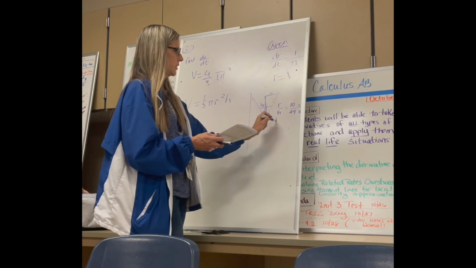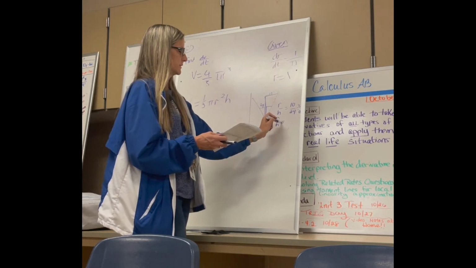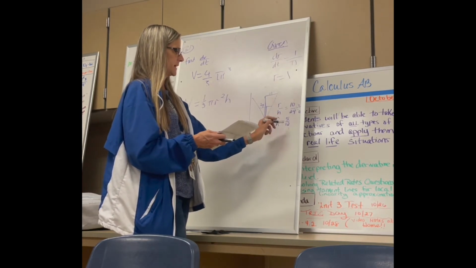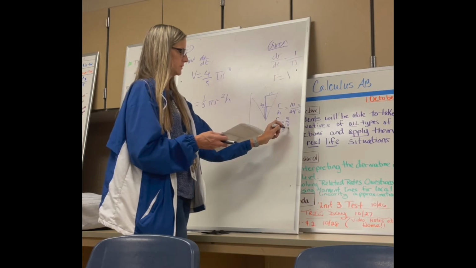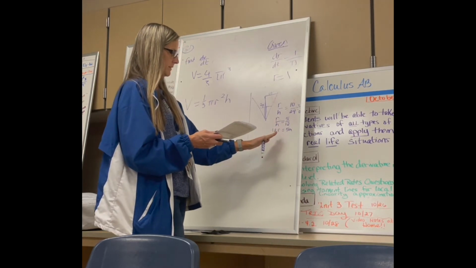So r over h equals 5 over 12. Cross multiply: 12r equals 5h. So I'm gonna hold that thought right there, and then I'm gonna read.